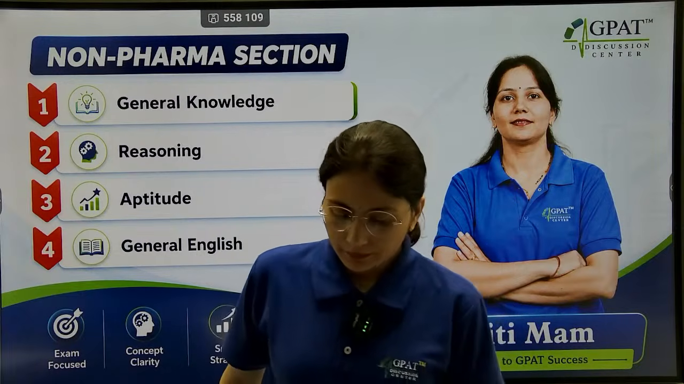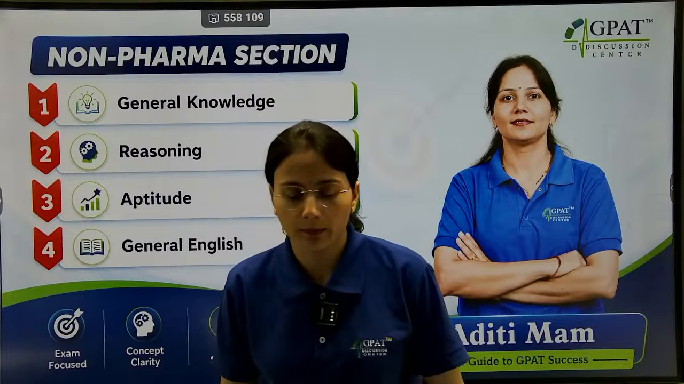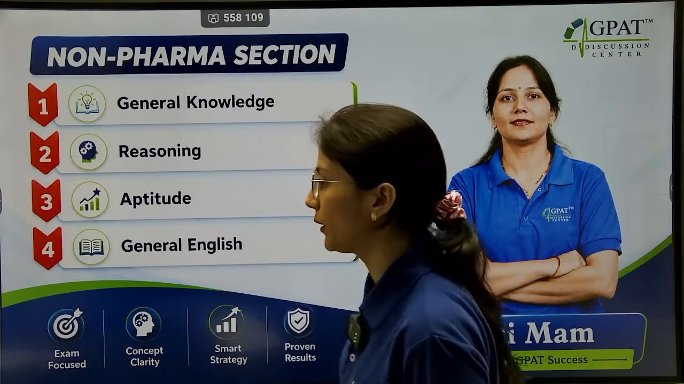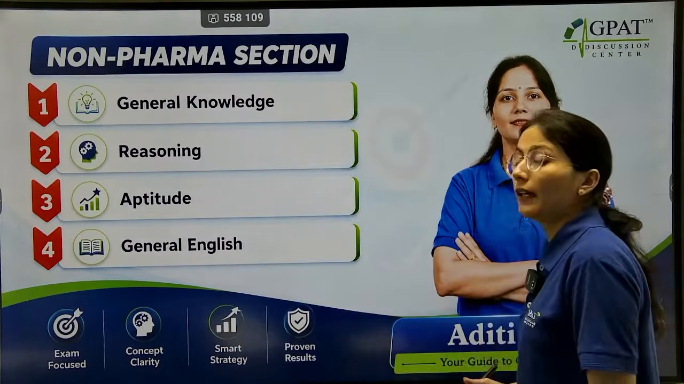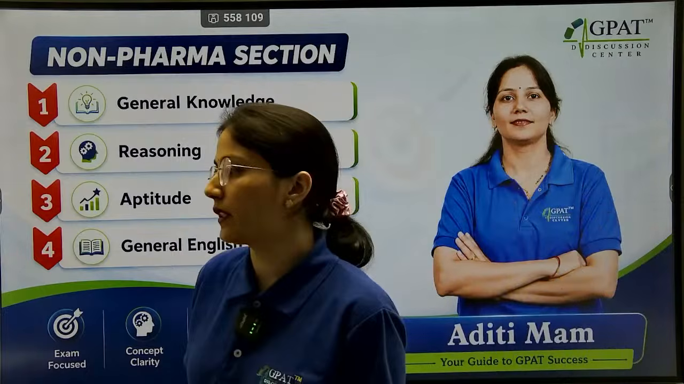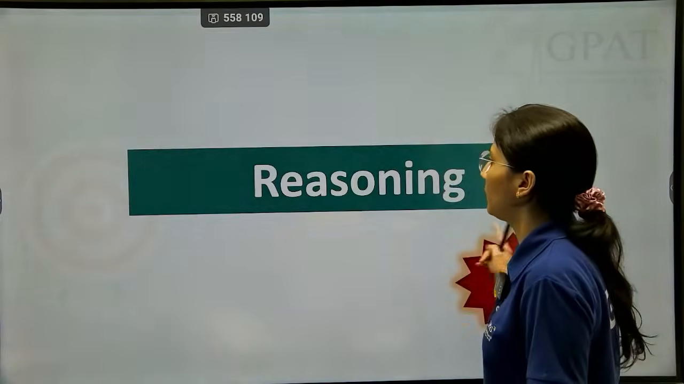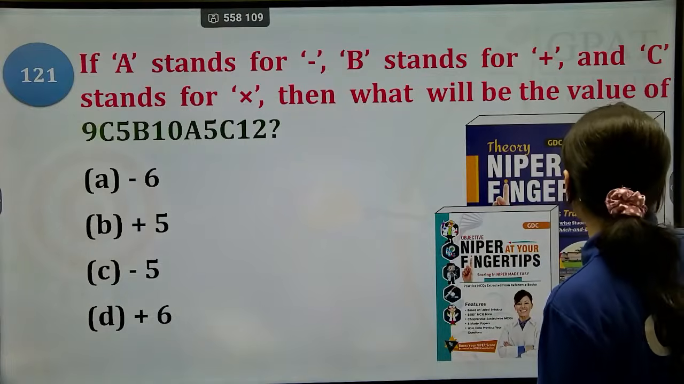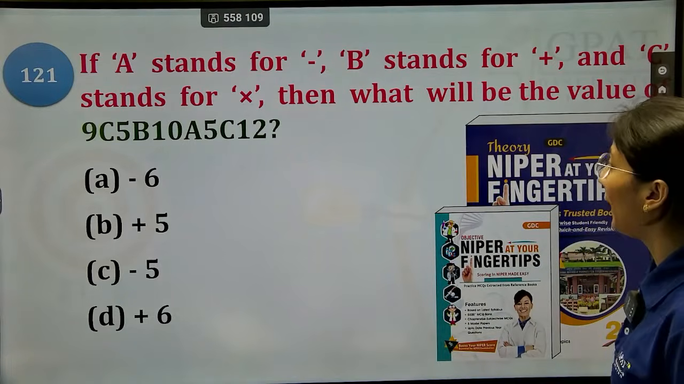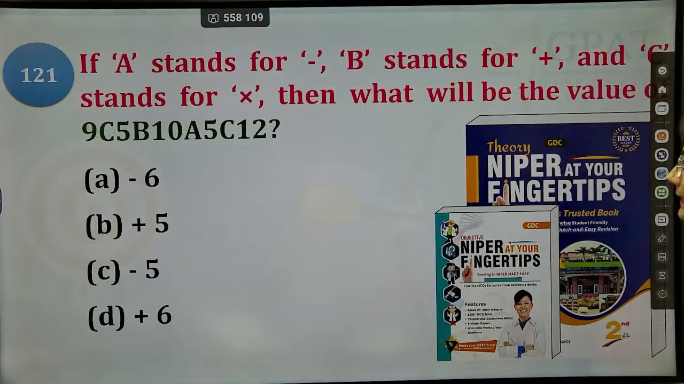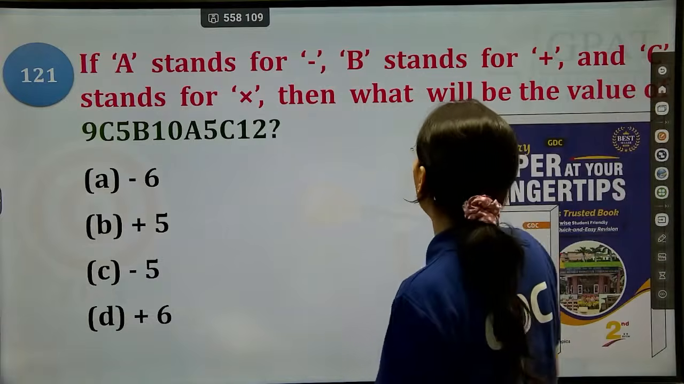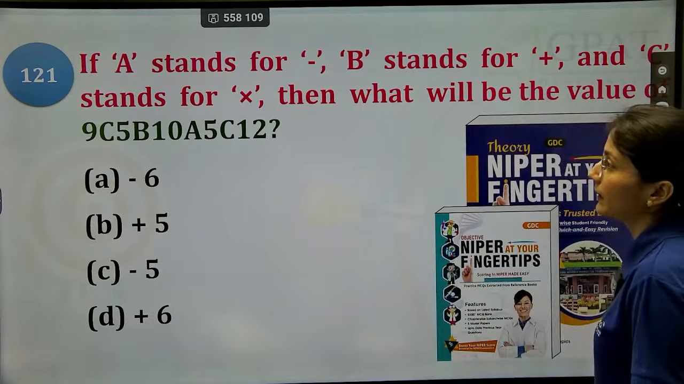Good morning, everyone. So let's start our non-pharma section. We will cover our general knowledge, reasoning, aptitude, and general English. So first we start from reasoning. Question number 1 from the reasoning is, if A stands for minus, B stands for plus, and C stands for multiply, then what will be the value of 9C5B?